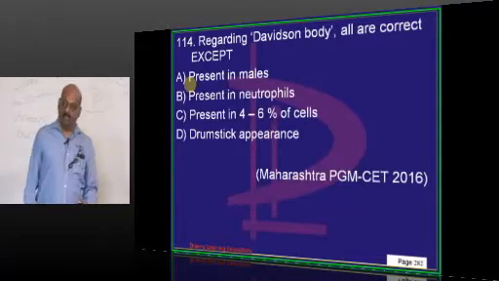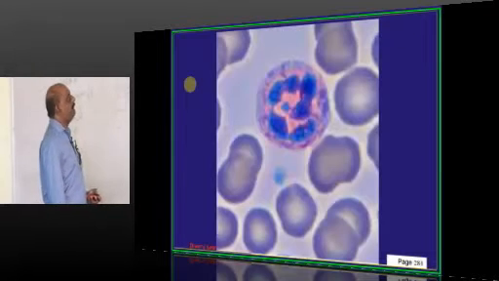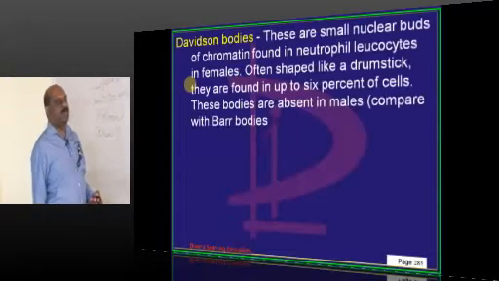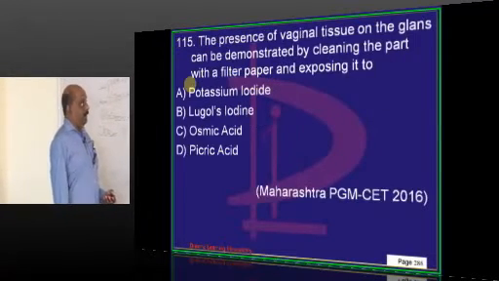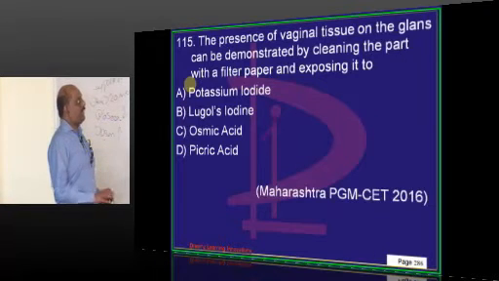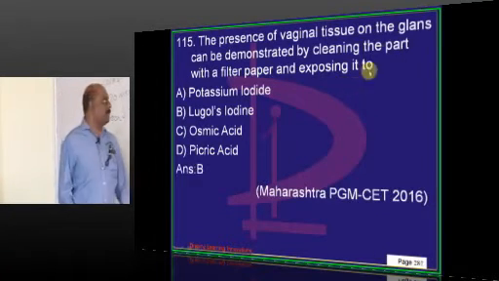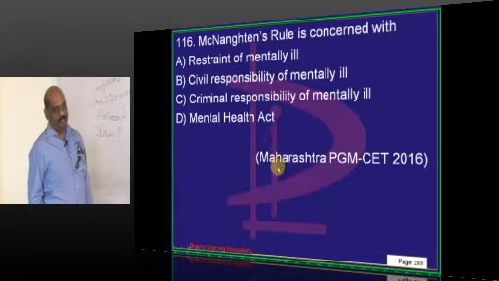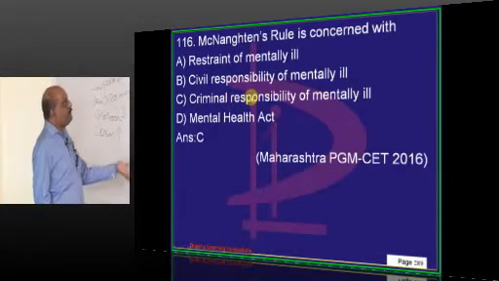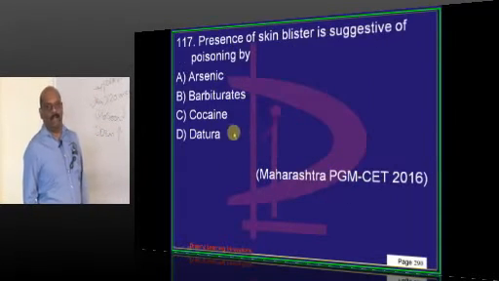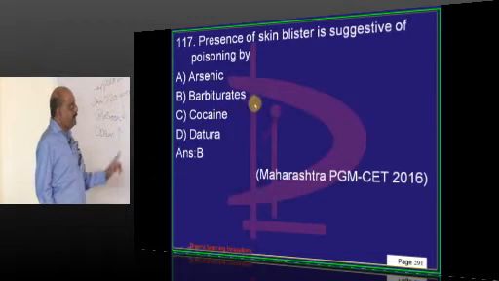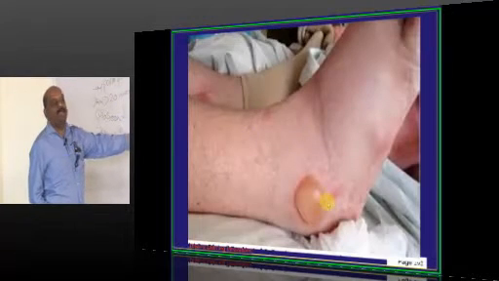Regarding the Davidson body, you find it in females, not in males. The vaginal tissue on the glans penis can be demonstrated by cleaning the part with what? Exposing to Lugol's iodine. McNaughton is all about what? Criminal responsibility of the mentally ill. Skin blister is typically seen in barbiturate poisoning.